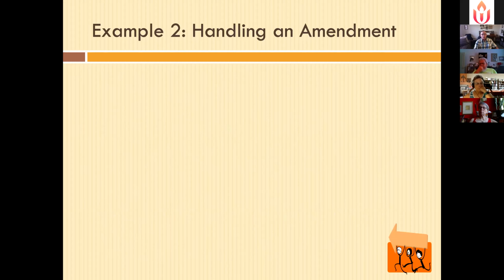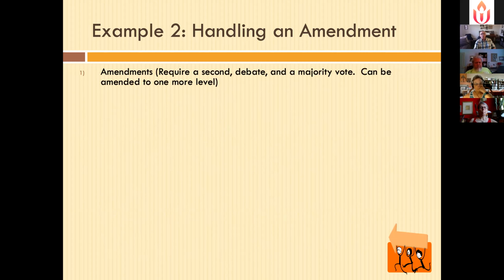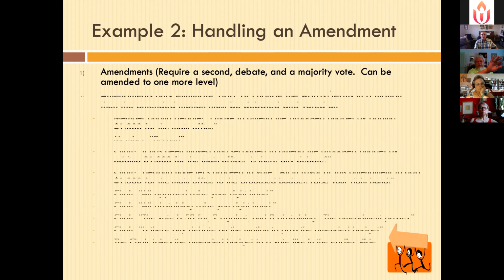We had an amendment to the budget last year, and so handling an amendment is a good one. They require seconds, debates, and a majority vote. And they can be amended one more level. For example, an amendment might change some kind of number, and the amendment to the amendment could change some kind of date. So you get a number and a date that are being discussed. I'm a little confused already, Tom.